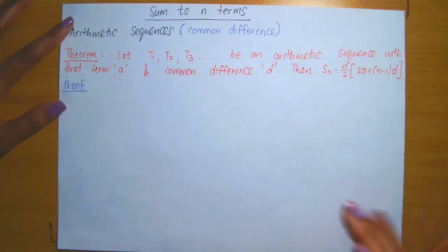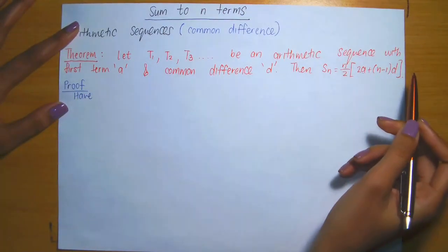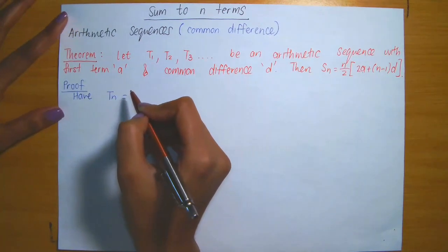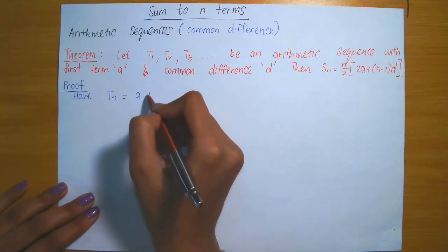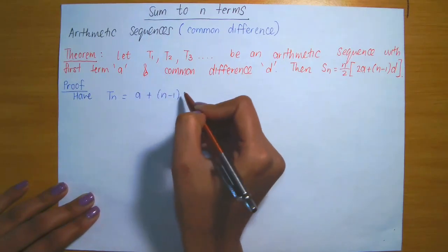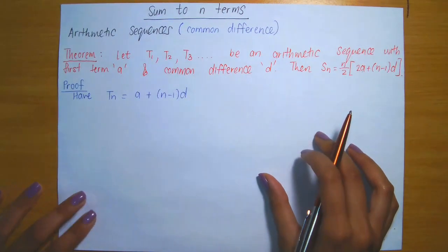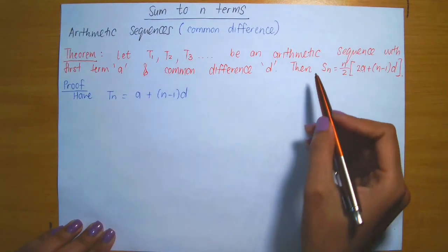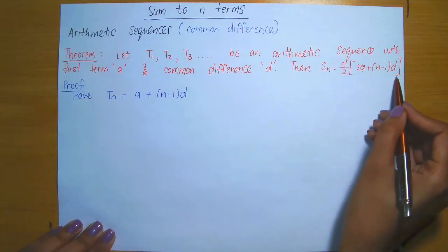Right, so firstly, what do we know? We have an arithmetic sequence, and we know that the general term in an arithmetic sequence is given by a plus n minus 1 times d, where a is the first term and d is the common difference. What do we want to prove? We want to write down a formula for the sum to n terms. We need to show that it is equal to that.